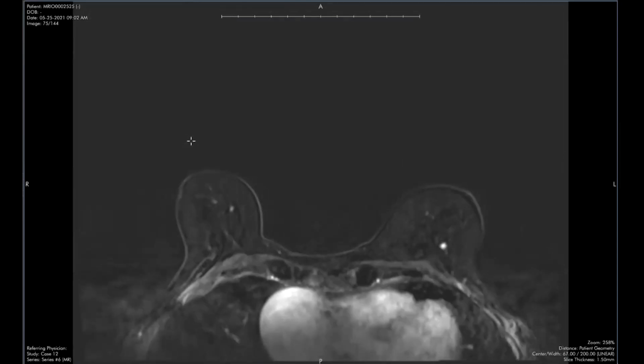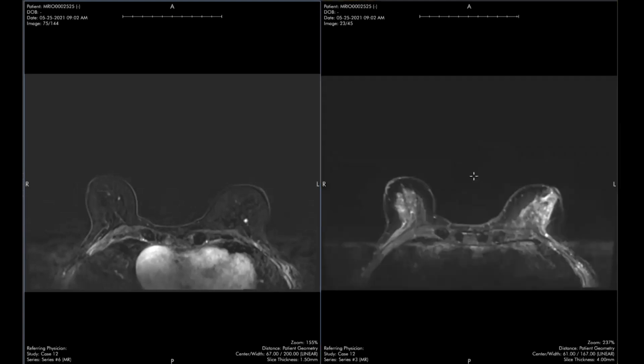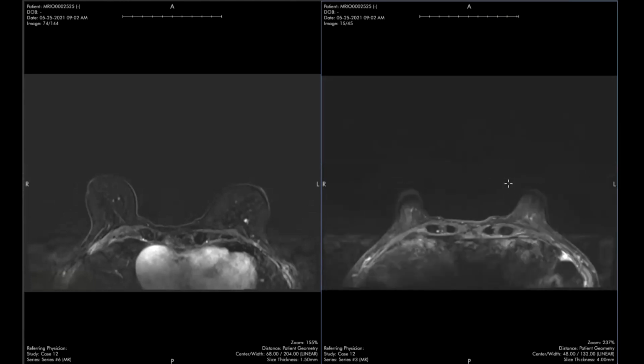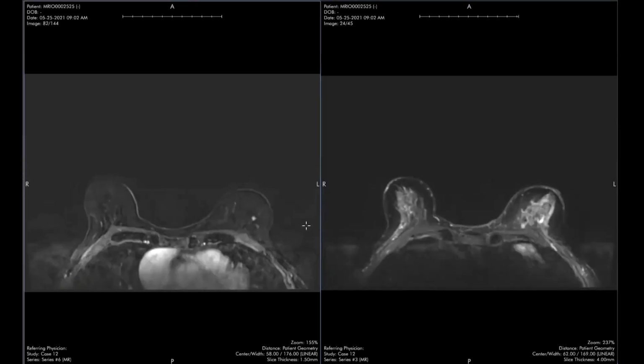And here we see that this enhancing focus in the left breast, which may meet criteria for a BI-RADS 3, but like I've said on those prior cases, it's going to be really important to look to see if there's a T2 correlate. So let's pull up the T2. Here's our T2 here. And here is that finding.